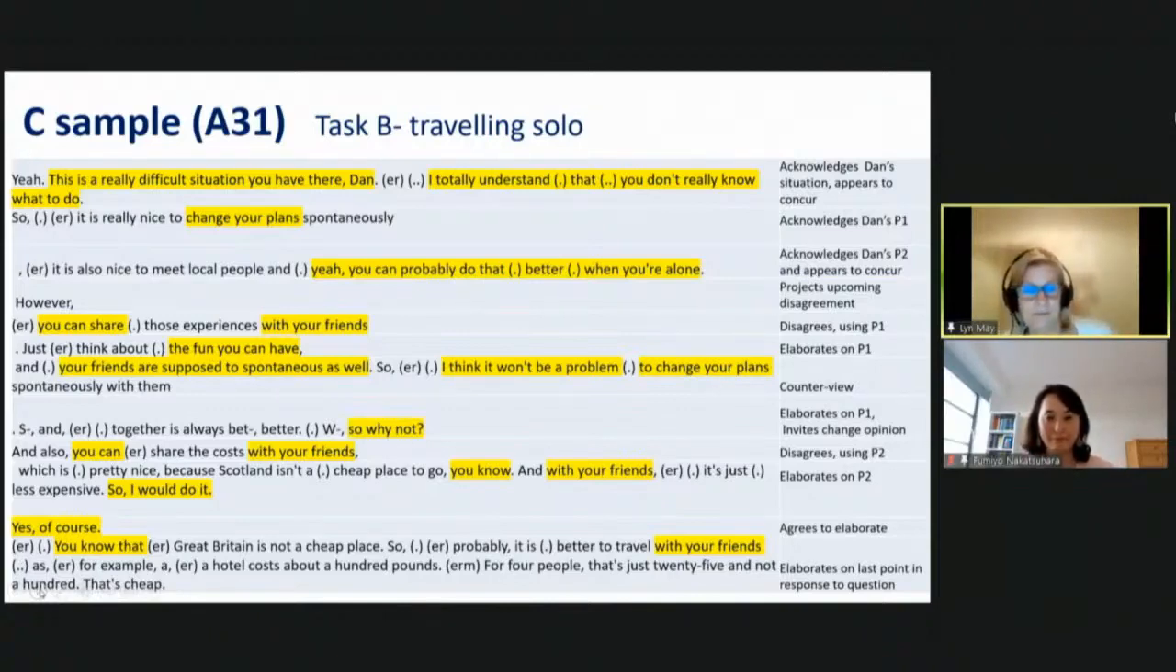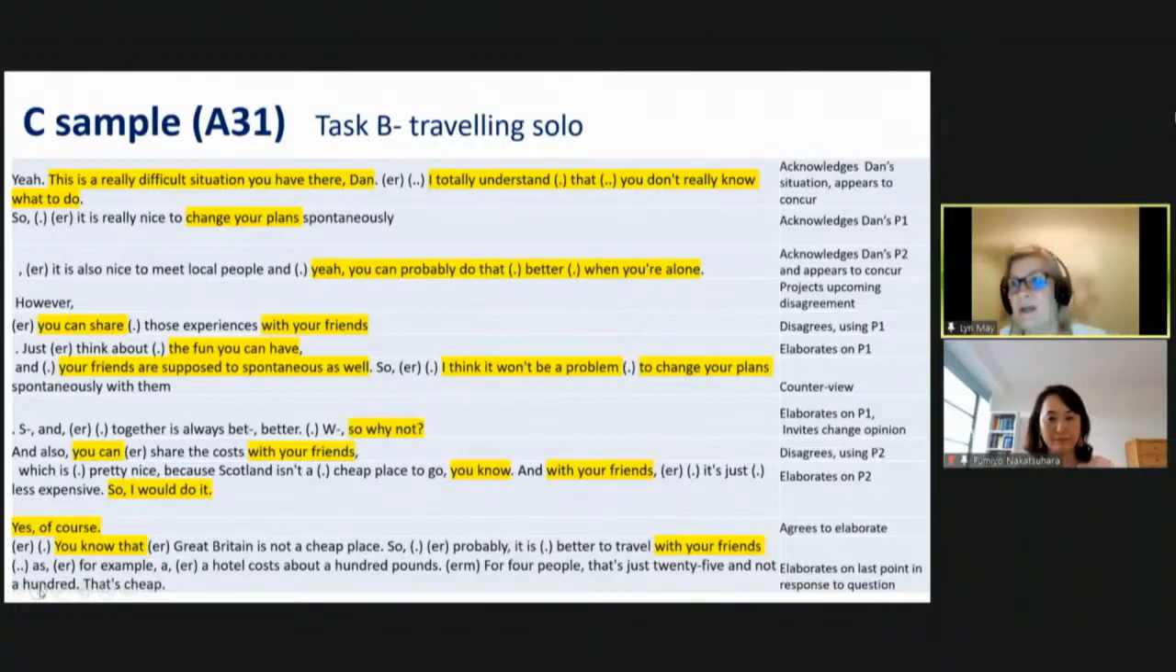And again, I've just highlighted when the orientation is towards you, that you're actually speaking to someone there. We can see towards the end there that there's an explicit agreement to clarify their final point. Yes, of course. And then again, orients straight to the interlocutor. You know that, and off they go.